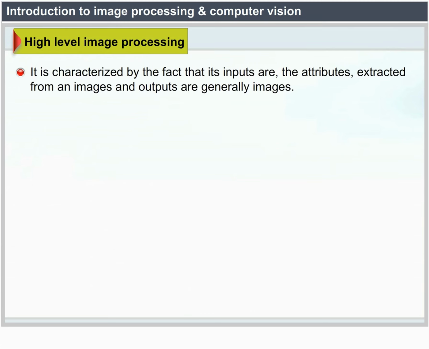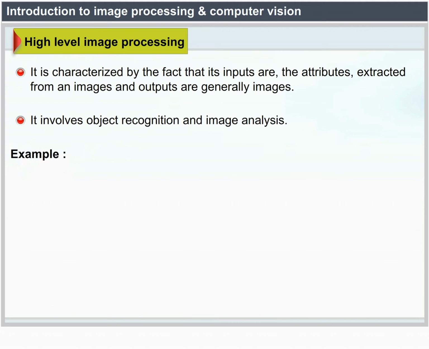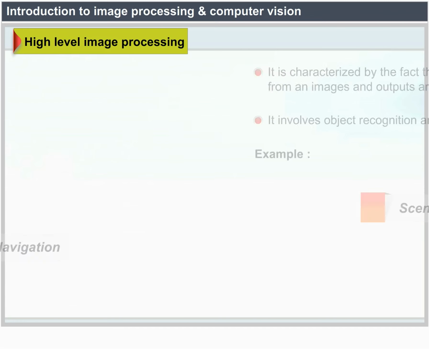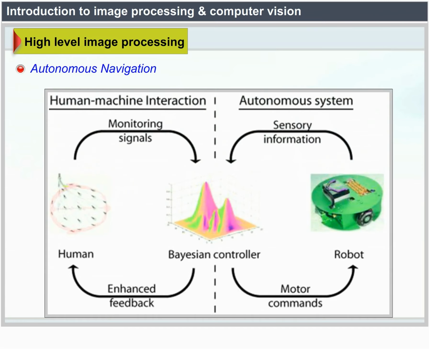High-level image processing. It is characterized by the fact that its inputs are attributes extracted from images and outputs are generally images. It involves object recognition and image analysis. Example: scene understanding, autonomous navigation. Please view the diagram.